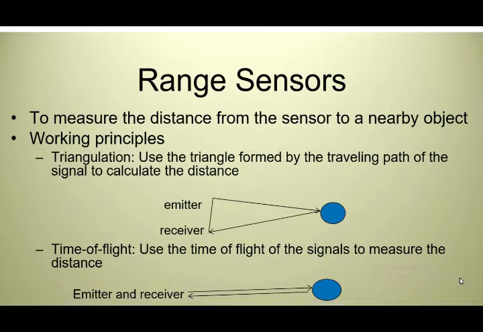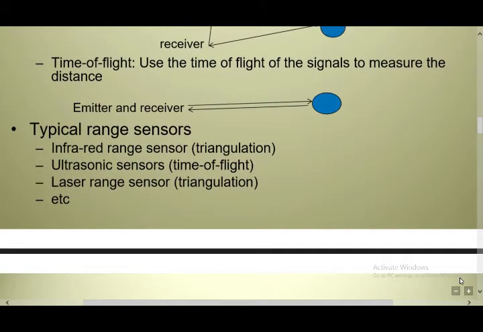Time of flight uses the time of flight of the signals to measure the distance. Emitter and receiver are typical in range sensors. Examples: infrared range sensors, ultrasonic sensors, laser range sensors, etc. Range sensors are of types based on triangulation and time of flight.